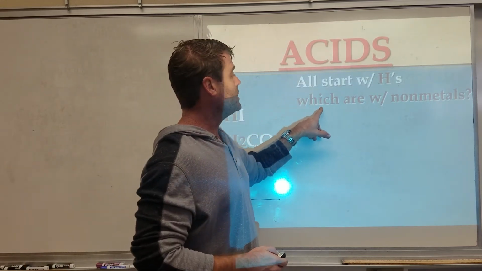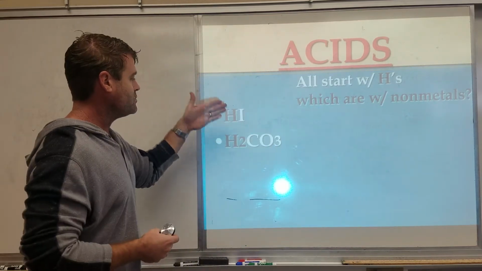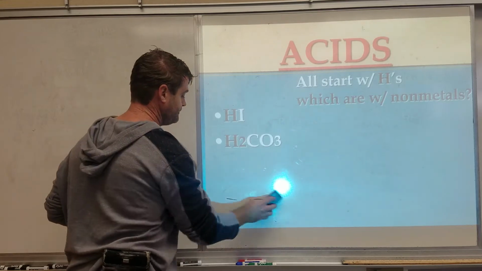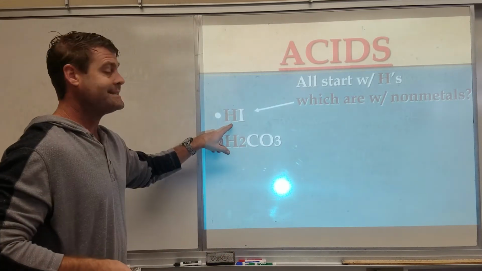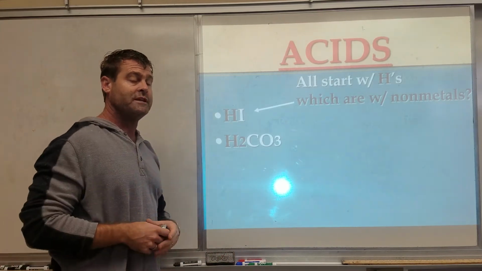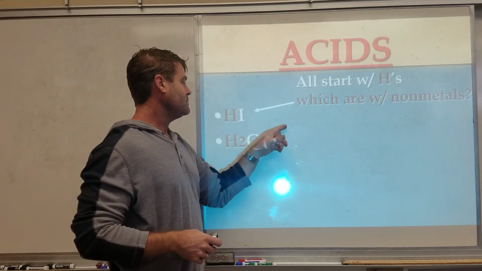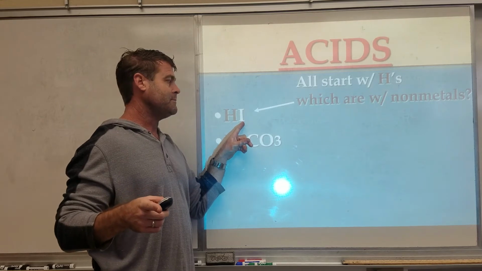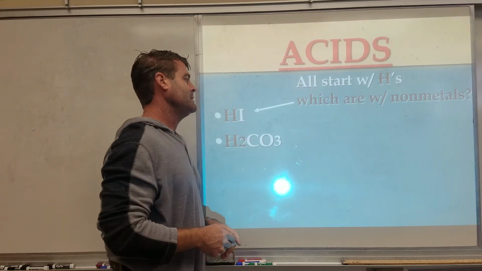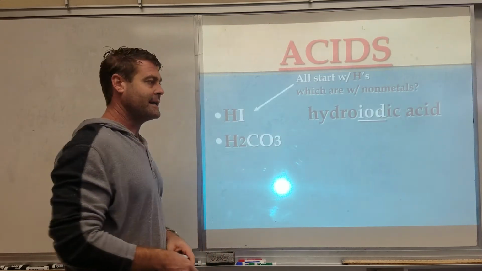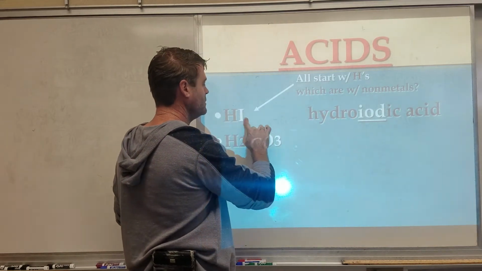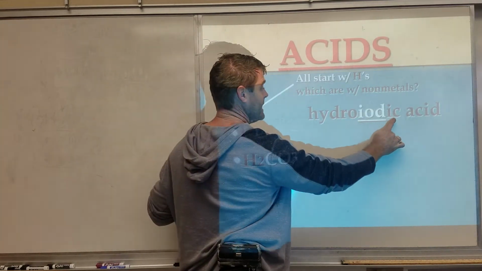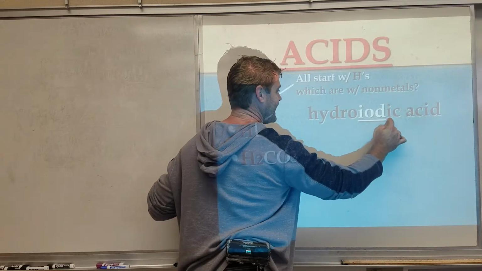Now it says, which are the acids with nonmetals? Which one of those has just a nonmetal? Hopefully you would recognize it's this one. So then you would proceed to name it. Give you a few seconds. Remember, the rule says add hydro. This is iodine. Change the -ine to -ic. It is called hydroiodic acid.